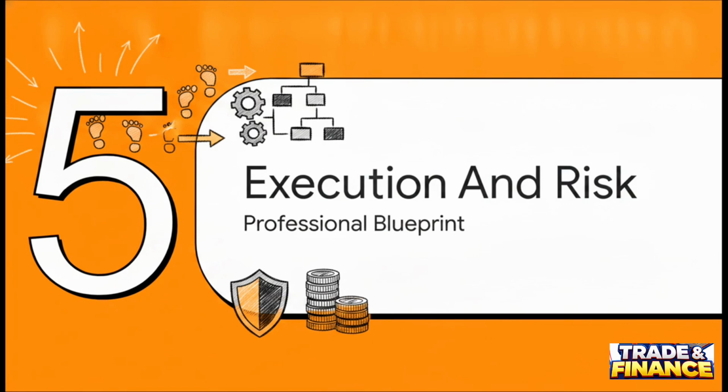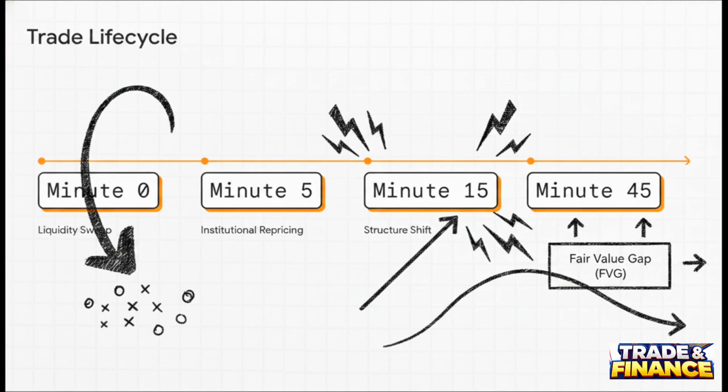Section 5, Advanced Execution and Risk. The professional blueprint. Let's walk through the actual life cycle of a trade. At minute 0, the liquidity sweep targets those retail stops. By minute 5, the aggressive institutional repricing is firing off. By minute 15, your market structure shift is confirmed. But notice the real secret here. The professional entry does not happen during that crazy fast-paced emotion at minute 5. The pro enters at minute 45, during the quiet, incredibly boring retracement right back into the fair value gap.